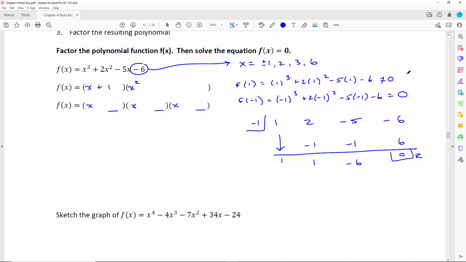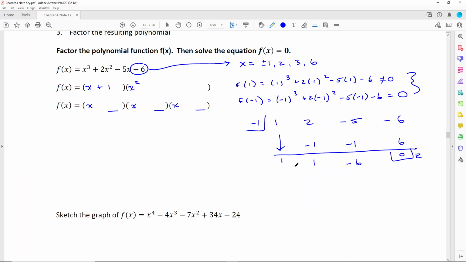So some people don't use these. Like some people don't use the remainder theorem. They don't go f at 1, f at -1. They just start doing synthetic. They love it, right? So I could have tried 1 with synthetic, and then when my remainder wasn't 0, I reject it. And then I could try -1 in synthetic. And when I ended up with a remainder of 0, I knew I was good.